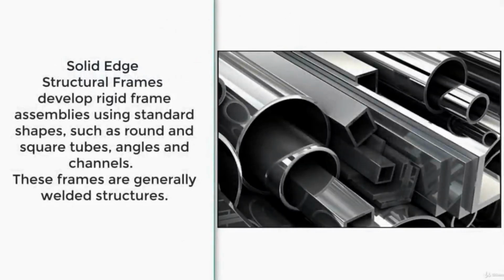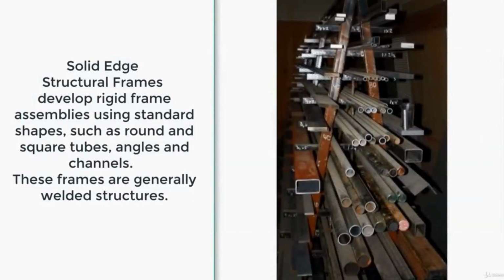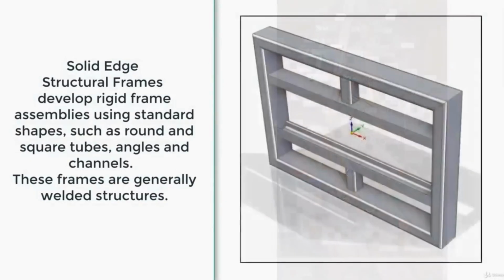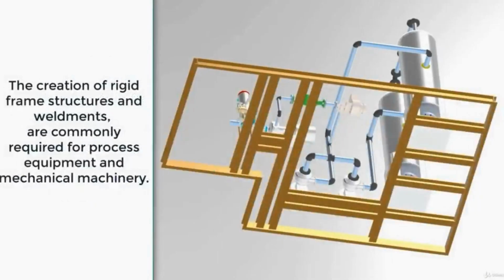Solid Edge structural frames develop rigid frame assemblies using standard shapes, such as rounds and square tubes, angles and channels. These frames are generally welded structures. The creation of rigid frame structures and weldments are commonly required for process equipment and mechanical machinery.